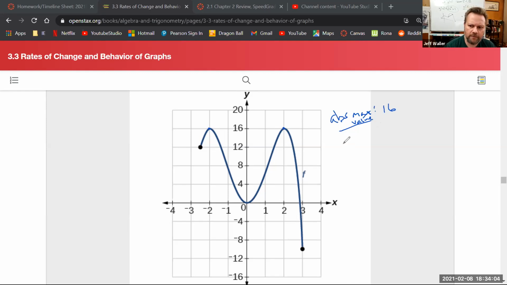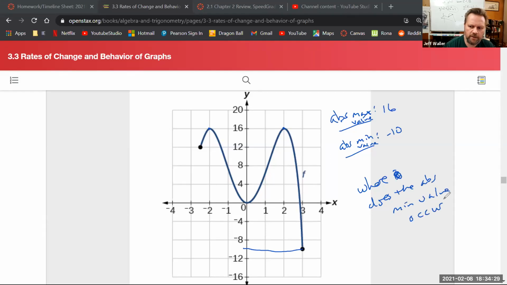What's the absolute min value? About -10. Yeah, right down there. It looks to be right in the middle, so I agree with you. -10. I like it. Now, if I said this, where does the absolute min value occur? Can somebody tell me that answer? At x = 3. Where is the x-axis? What value is the y-axis? Okay, I like it.